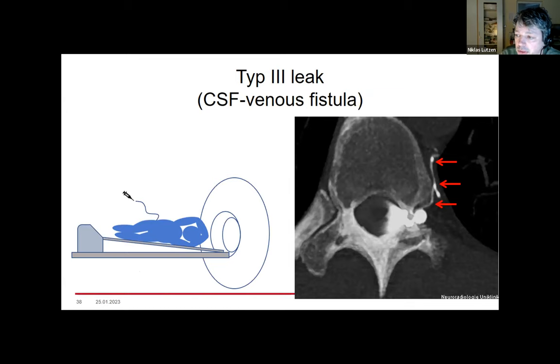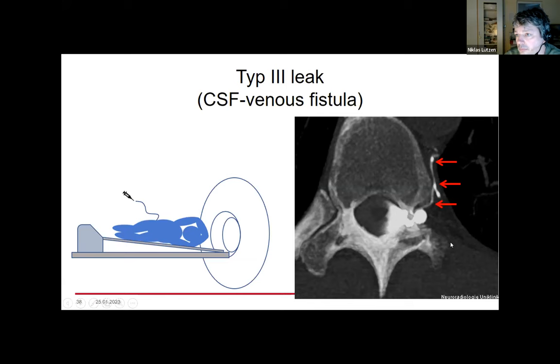Again, the patient is placed on the custom-made tiltable table, but as well you can use, for example, a pillow under the hips to make the contrast run towards the head. And here's the contrast level. The patient is lying in the left decubitus position, and it is running out into a paravertebral vein.